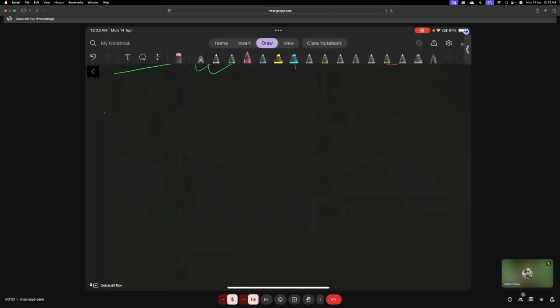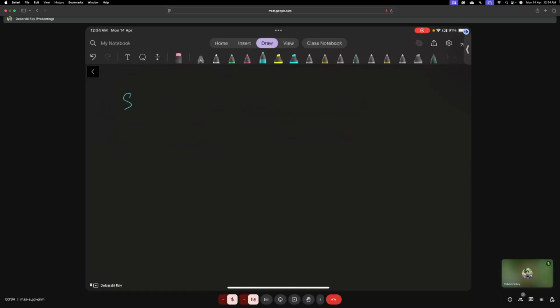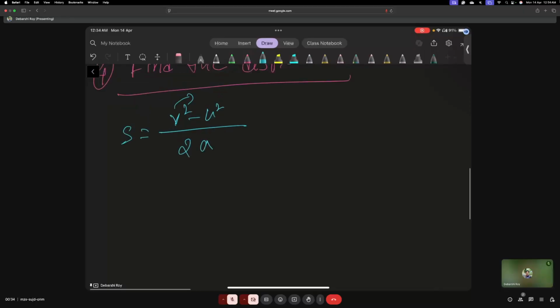And the last question: find the displacement. In physics, you all know this formula, a very useful formula in physics. That is, displacement is equal to v square minus u square divided by 2a, where v is the final velocity, u is the initial velocity, and a is the acceleration.